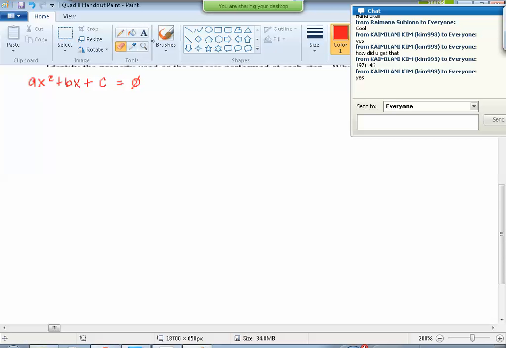Good. Step number 1. I'm going to pull out an a. So I have a times x squared plus b over a times x plus c over a equals 0. Are we good? I want you to write this down. And I'll give you a second to write down why I did it.